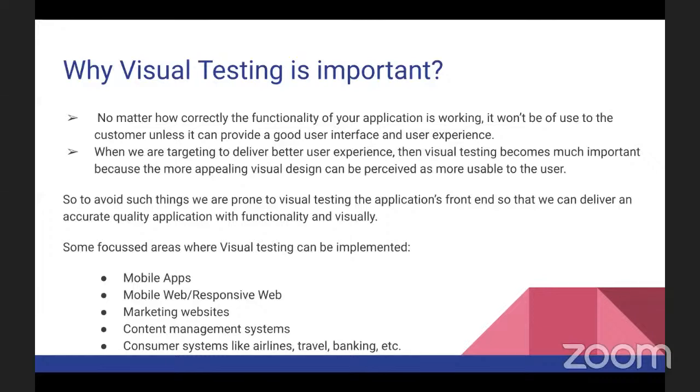Some of the focus areas where we can do it are mobile applications, responsive web applications, marketing websites, content management systems, and banking and travel. So mostly we can do visual regression testing on all types of applications.